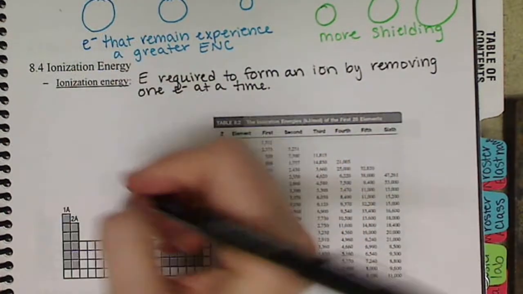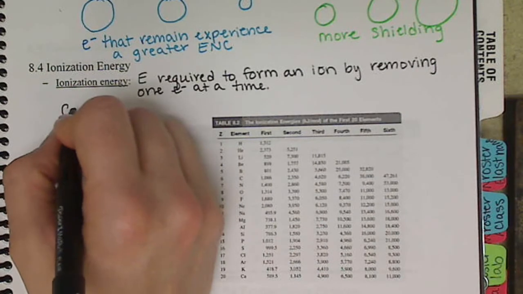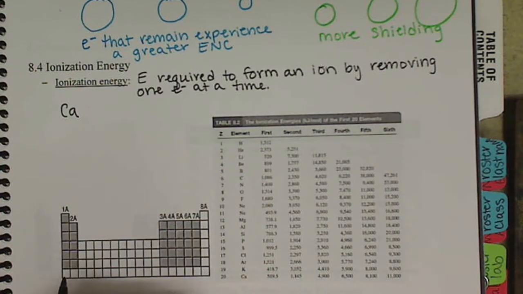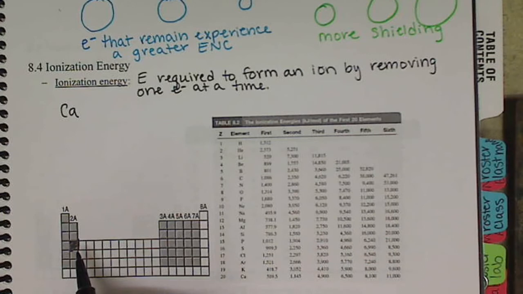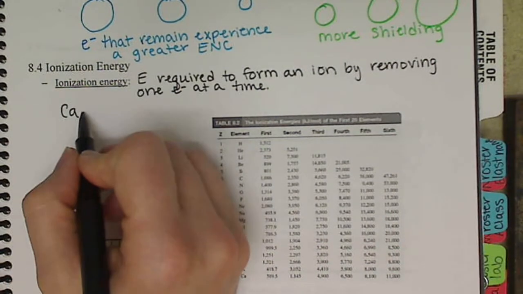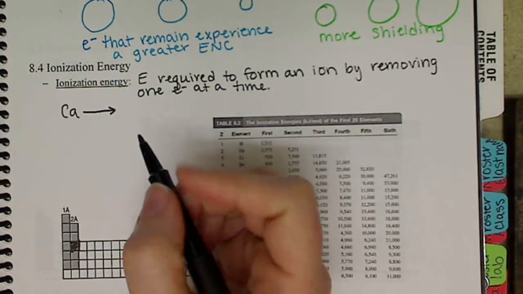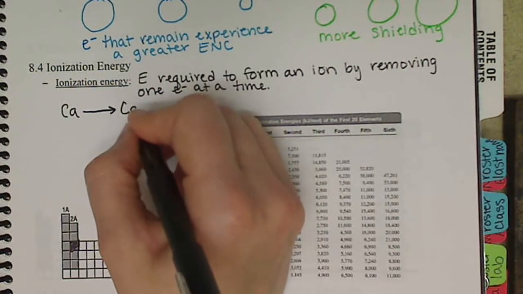So if we look at calcium, calcium likes to form a 2+ ion. It's in group 2A, so it's located right here. This is calcium. It likes to form a 2+ ion. So for our ionization energy, we're going to look at one electron at a time. The first ionization energy is the first electron that's ripped off.